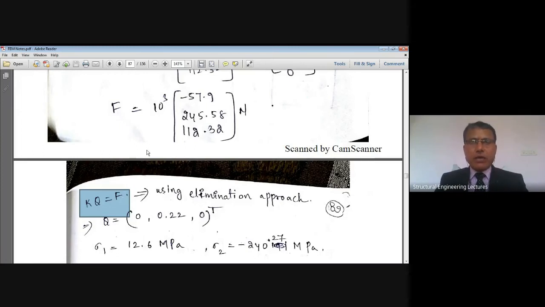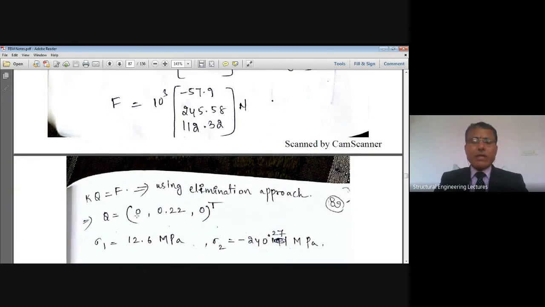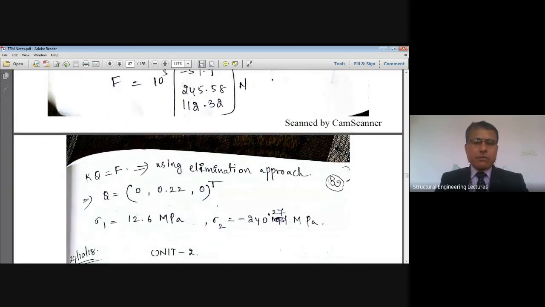But K is already evaluated, which is a 3 by 3 matrix, operated upon the 3 by 1 matrix F, which will give a 3 by 1 matrix. Therefore, finally I'll get the displacement Q equal to 0.220 mm. Once you evaluate this Q, as in the previous problem, we have seen how to evaluate the element strains, element stresses and forces.